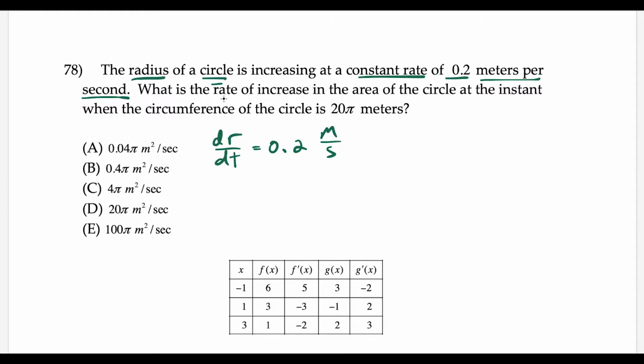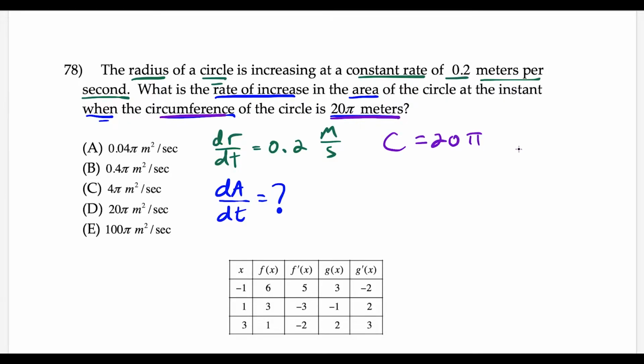And now we want to know what is the rate of increase in the area. So the actual question is, what is dA over dt? And the other given information, specifically when the circumference of the circle is 20 pi meters. So we just have to know some formulas here, and we'll just color code this. So circumference is 20 pi meters, and the units here are meters. So what we know about circumference, the circumference of a circle is 2 times pi times the radius.